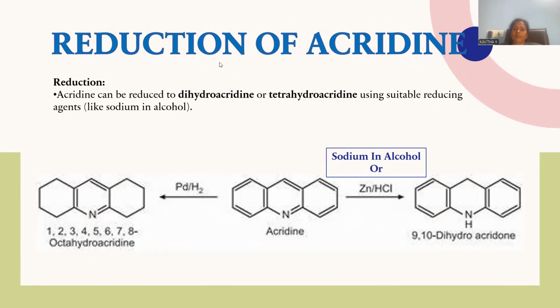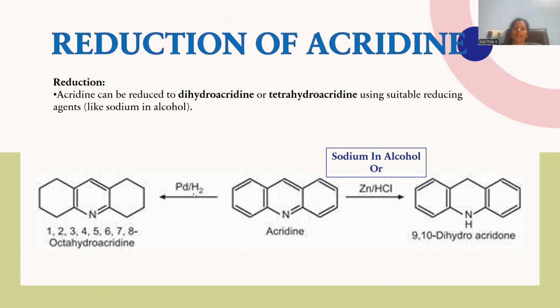Let me discuss the reduction reactivity of acridine. Acridine will go through partial and complete reduction of these rings as well. That depends upon the type of catalyst operated. Acridine is treated with zinc and hydrochloric acid, or else sodium dissolved in alcohol, and there is a selective reduction of the heterocyclic ring without affecting the benzenoid nucleus, giving rise to dihydroacridine as the final product.